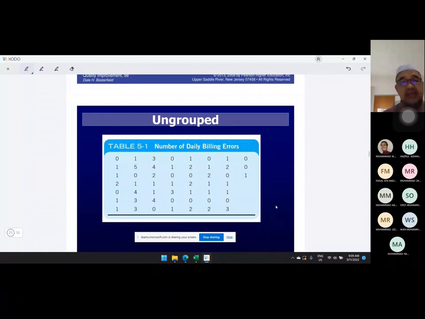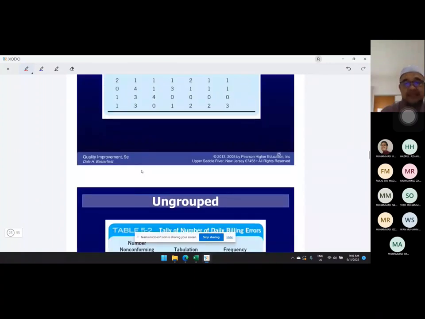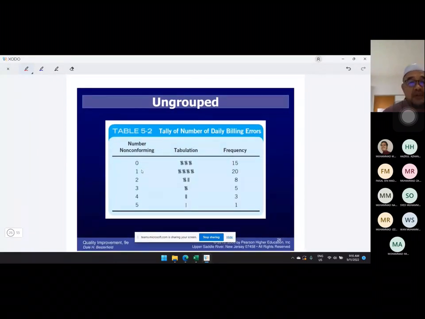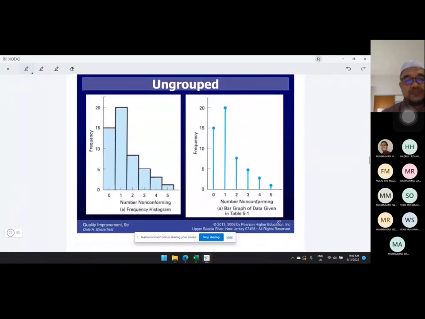For example, ungrouped here, we just collect the number of daily billing errors. We just collect those numbers or data. Let's see, we enumerate them from 0 to 5, the maximum number of defects on our bills. Let's say we work with AIS Selangor, and then we collect the frequencies and just tabulate. So this is ungrouped.